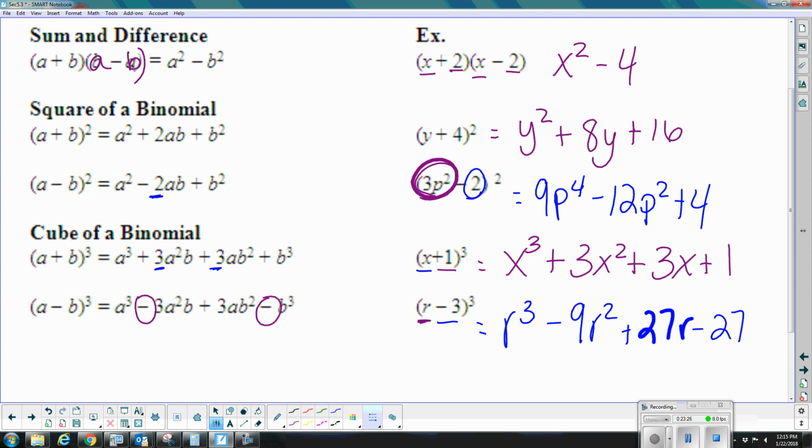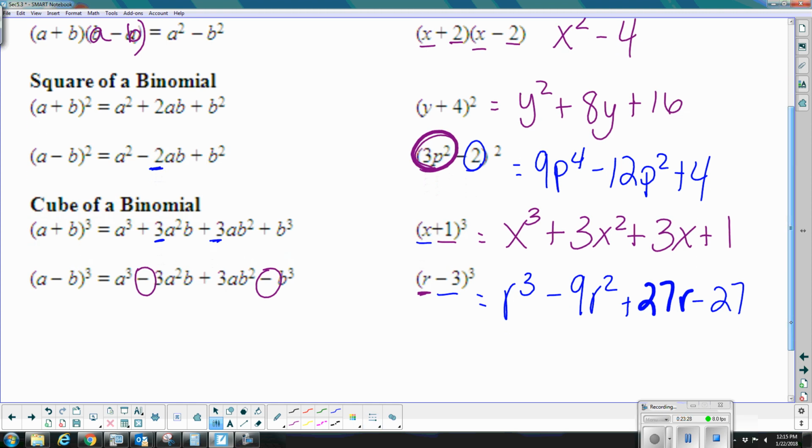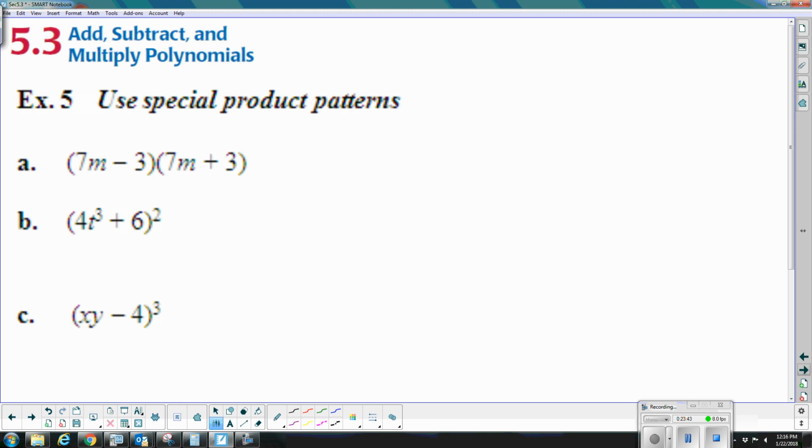3 cubed is 27. Okay, so those are examples of how to apply those rules. And again, you're going to practice with these, you're going to use them a lot, and you're going to remember these patterns or kind of where to start with these patterns. So the more you use it, the more familiar you're going to get with it. So we're going to use the special product patterns in order to multiply out these binomials, either the difference of binomials, the square of binomials, or the cube of binomials. So take a minute and try to apply these on your own. And you can unpause for the solution.